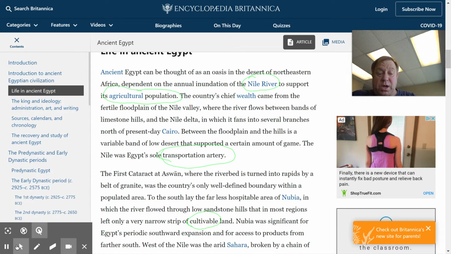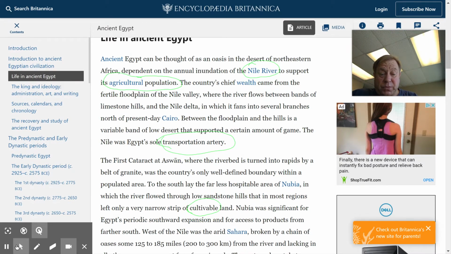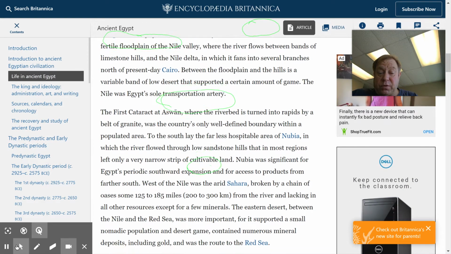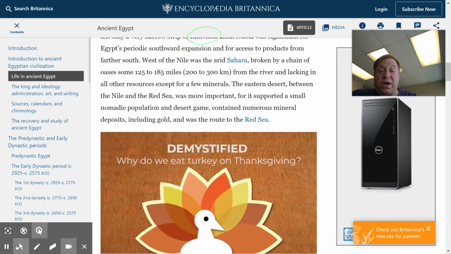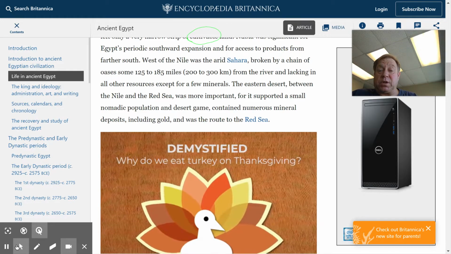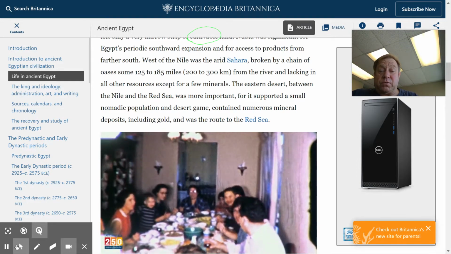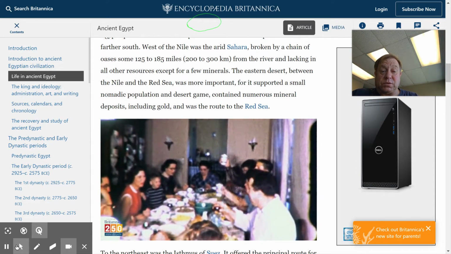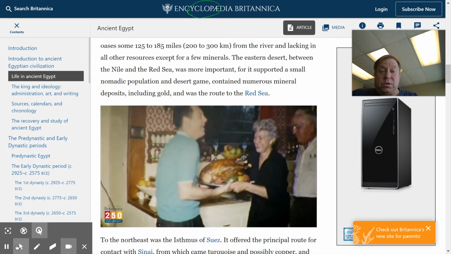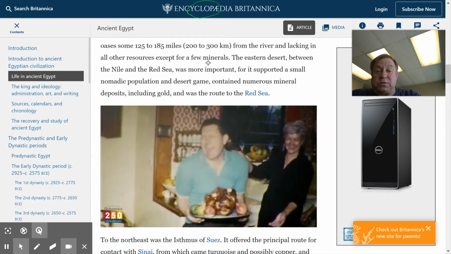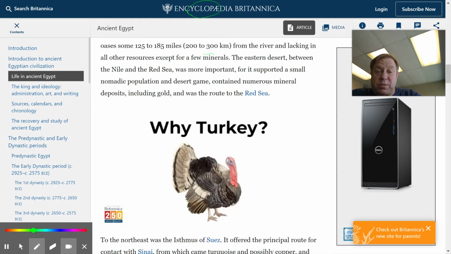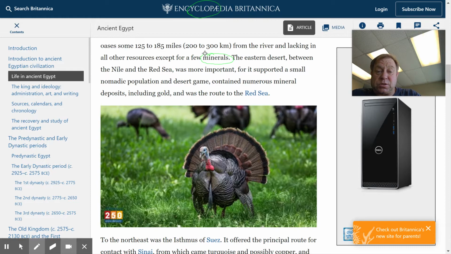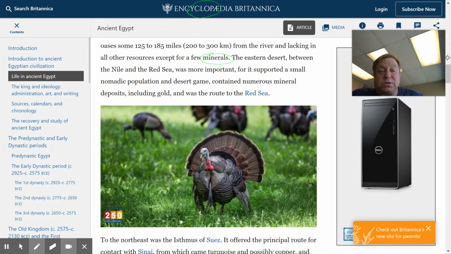West of the Nile was the arid, hot and dry Sahara, broken by a chain of oases some 125 to 185 miles from the river and lacking in all other resources except a few minerals. And here, when we talk about minerals, these are the precious stones that they would use to trade and make jewelry and stuff.